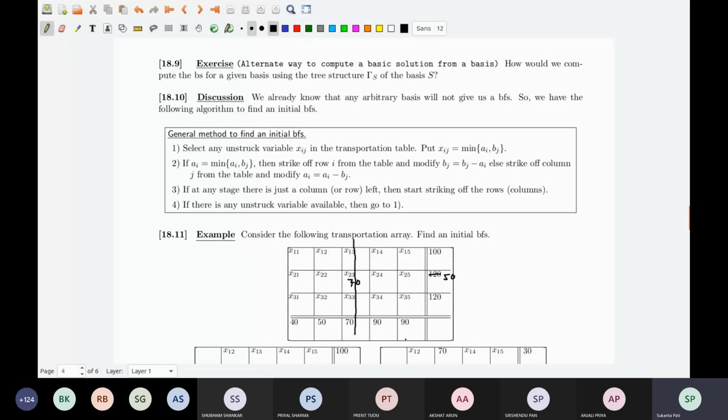Assume that you do not have this struck-up column. Now I again have a new transportation array. You know how to find a basis. Select any variable of your choice, and basically repeat this process. I select x34. Now for x34, 90, 20, 120, so I give 90. Then you strike this up, and this one is modified to 30.